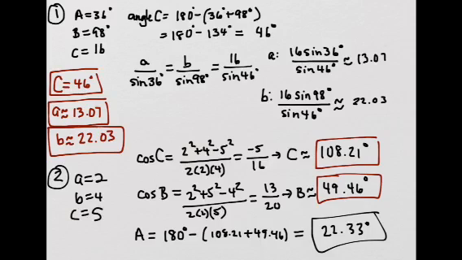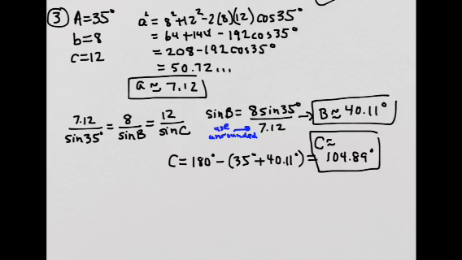You do inverse cosine of this ratio, and you get this. For cosine B, same thing. Notice the setup here. Put this into the calculator, inverse cosine, and this is the angle. For angle A, I just went ahead and added these together and subtracted from 180 to get your 22.33.